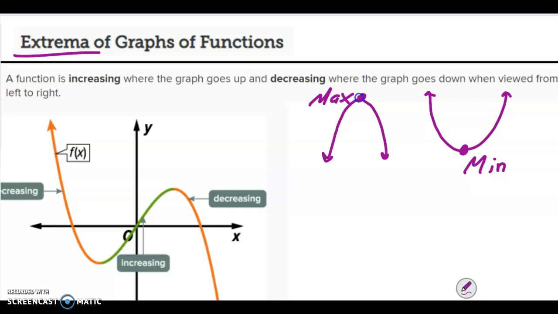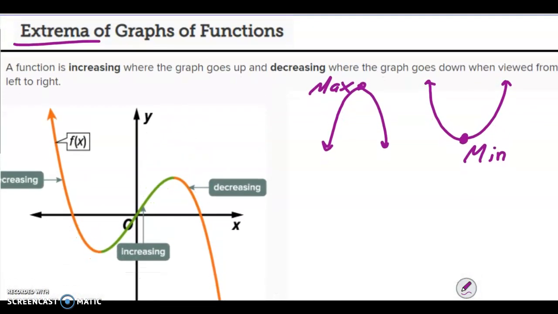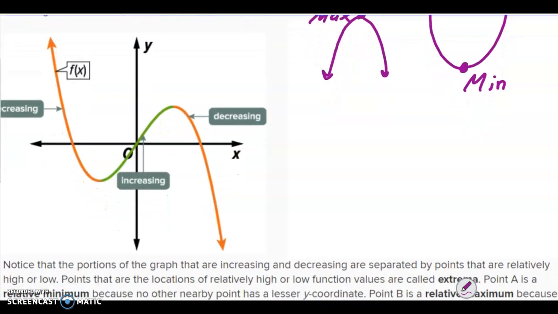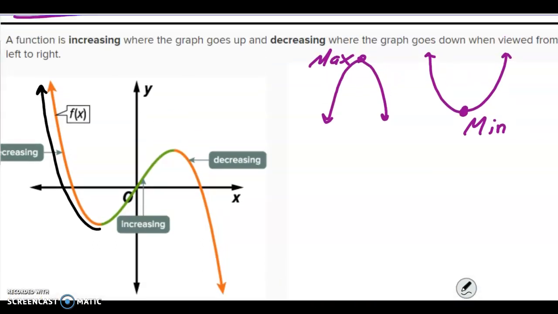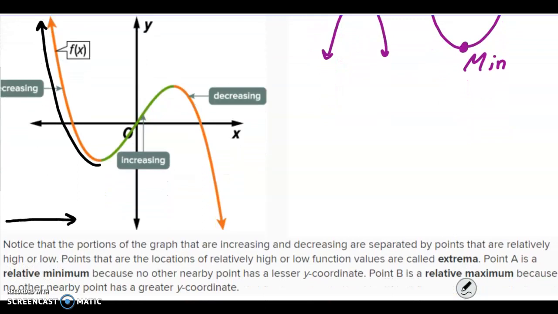Well, some graphs change directions more than once, and that's where your local maximum or minimum are. So the extrema of graphs, first of all, when we're talking about increasing or decreasing, this is pretty simple. The one mistake I see people make a lot is they see that this part is going up from right to left. They see it's going upwards on this left side, and they want to call that increasing. But we always talk about increasing or decreasing going from left to right. We read our graphs from left to right.